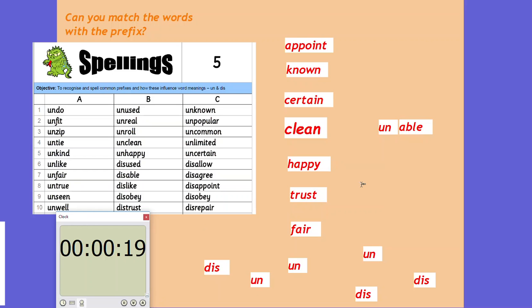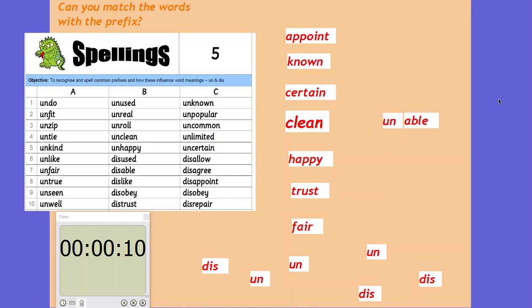So if you see with this one here, able, the word that's on the spelling list is disable. So whilst we can use it for both, our actual spelling word is disable. So I'm going to make this one disable. Okay, that is your minute up. So I'm just going to add the correct prefix to the root word and then you can read them.